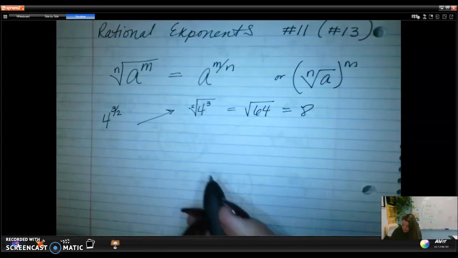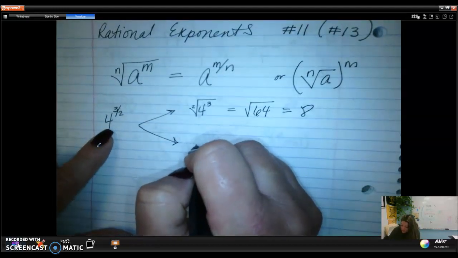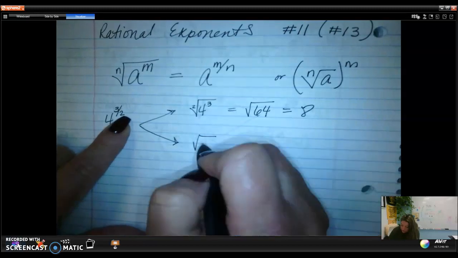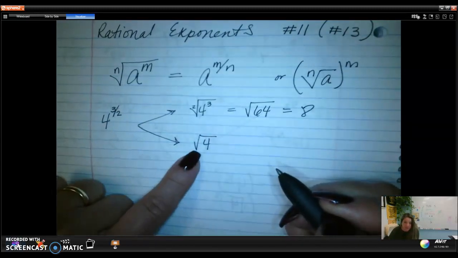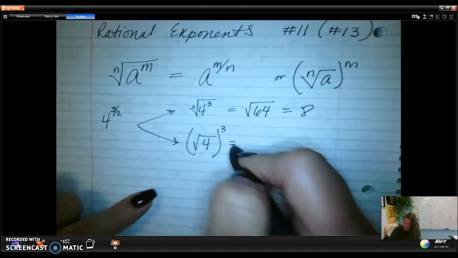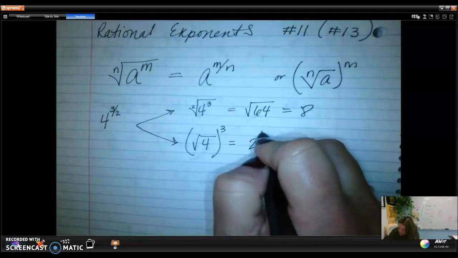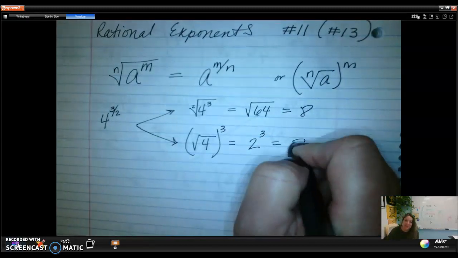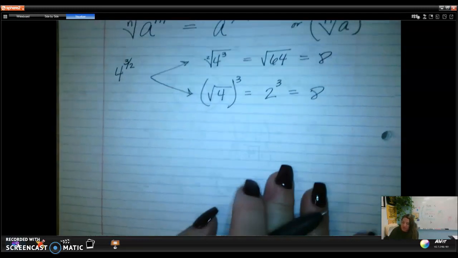Option number 2 to evaluate this is to do the root first. So do the square root of 4. Remember, the denominator is the root, which is why it's a square root, and then raise it to the exponent, or to the third power. So the square root of 4, I don't need to do in my calculator. I know that that is 2. And 2 cubed, again, I don't need my calculator for it. I know that it's 8. Okay? All right, let's do that again.